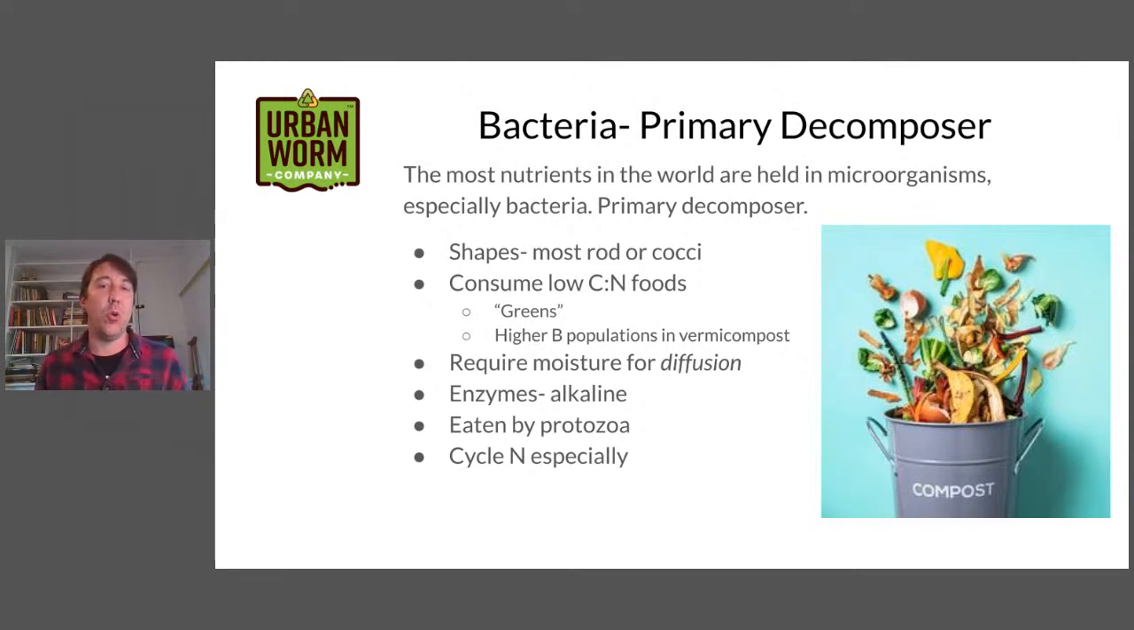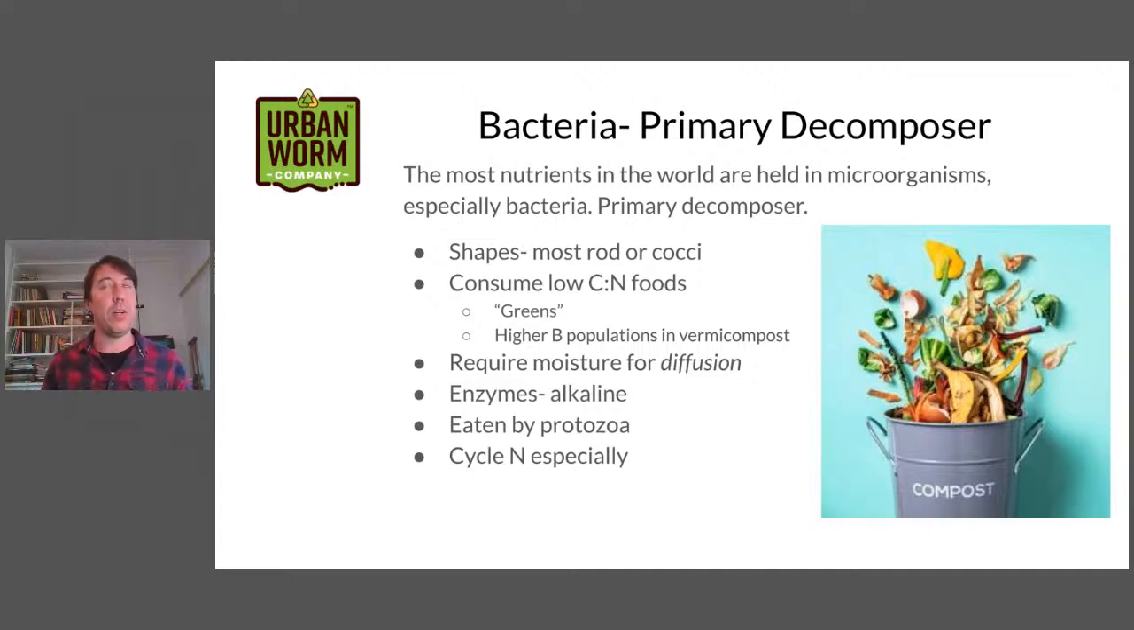Bacteria are going to consume low carbon to nitrogen ratio foods. So in our compost pile, this would be considered the green material, things that have more nitrogen in them and don't have a ton of carbonaceous material like lignins and cellulose. So picture things that break down rather easily. If you were to leave this out for several days, is it going to remain in shape and take a long time to break down, or is it going to quickly decompose and rot? Think food scraps versus wood chips. Food scraps are going to break down really quickly, so those are going to be bacterial foods.